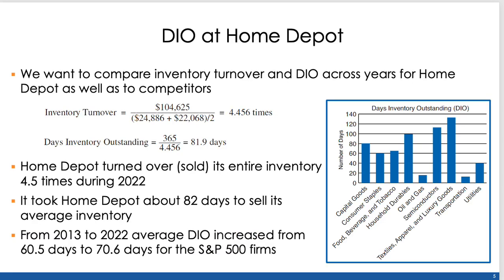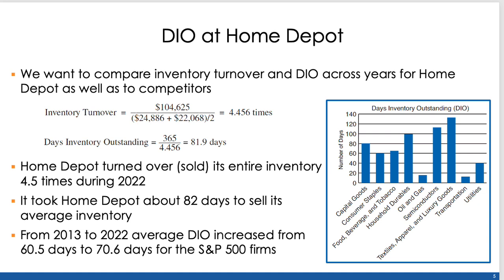Now, how do we analyze these things? When we talk about, for instance, Home Depot, we do the rough calculation, and we can see here inventory turnover is approximately 4.5 times, 4.456 to be precise, which yields in the later calculation a days inventory outstanding estimate of about 82 days. What does that mean? You can see there, Home Depot sold or turned over its entire inventory about 4.5 times during 2022, and it on average took them about 82 days to sell its inventory.